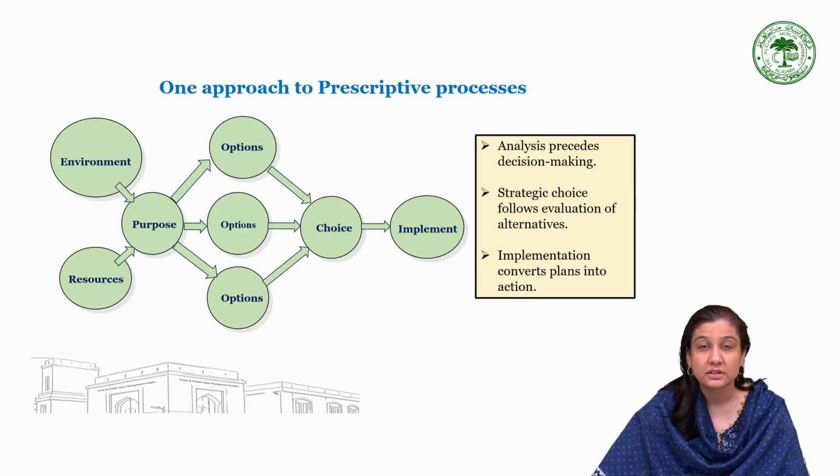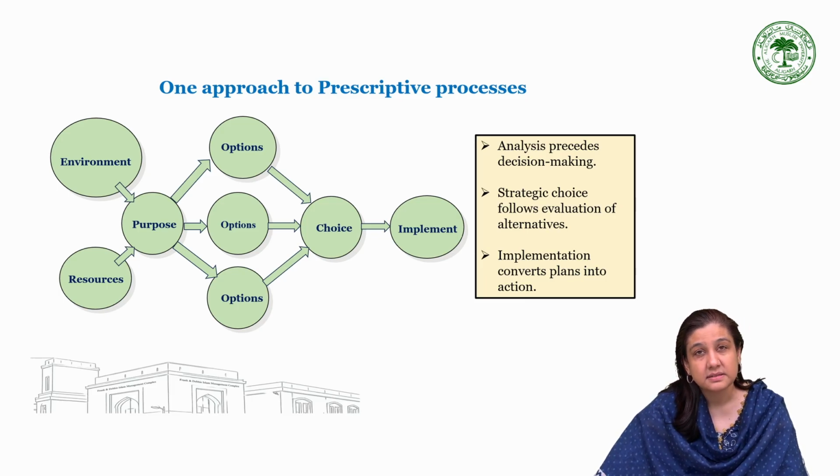And finally, the chosen strategy is implemented. The key message of this model is that analysis comes before decision making and implementation follows a strategic choice. This sequential nature distinguishes prescriptive strategy from more flexible or emergent approaches. The prescriptive approach is built around three major stages: analysis, strategic choice, and implementation.